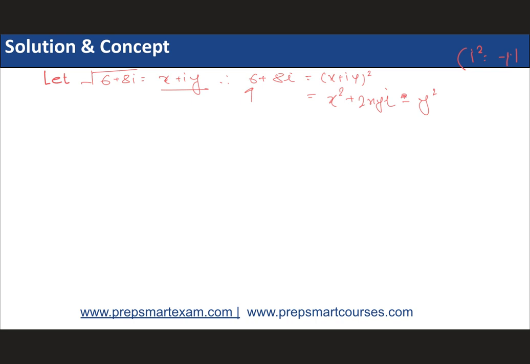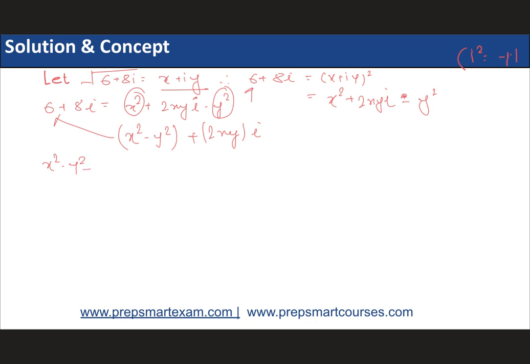Now if we want to compare, we will segregate it. 6 plus 8i is equal to x square plus 2xyi minus y square. So here x square minus y square is the real part, so write it separately. No i is attached to it. Plus 2xy is your imaginary part. So if you compare, this is x square minus y square is equal to 6 and 2xy is equal to 8. On comparison, you get this very easily. Now the question becomes easy. This can be further reduced to xy is equal to 4.